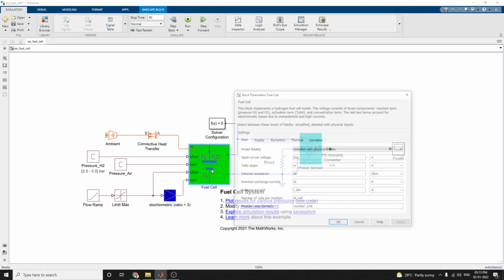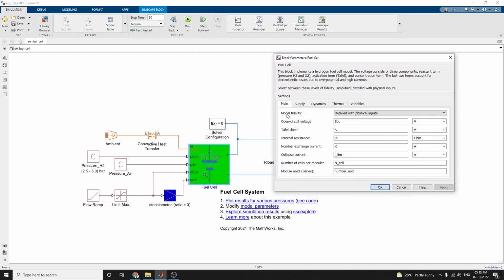This is the fuel cell block. This block implements a hydrogen fuel cell model. The voltage consists of three components: the reactant term, pressure of H2 and O2; then the activation term, that is the Tafel term; and the concentration term. The last two terms account for electrokinetic losses due to overpotential and high currents. Here you can select between levels of fidelity: simplified nominal conditions and detailed physical inputs.